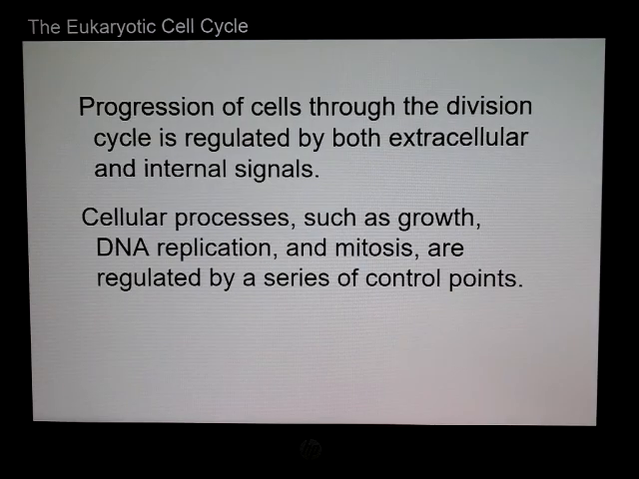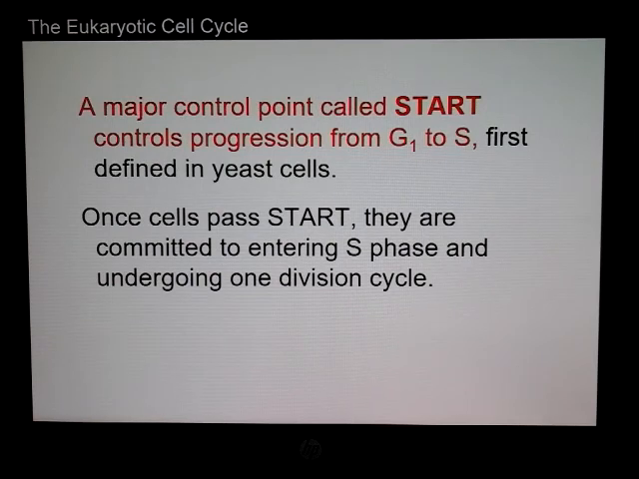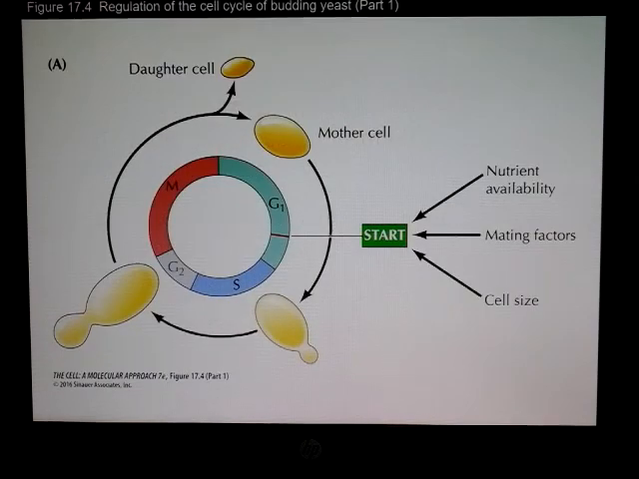Now, progression of cells through the division cycle is regulated by a lot of different signals. I know we just got done talking about cell signaling, but there's a lot of different signaling that takes place for different reasons in your cells. So these processes, such as growth, replication, and mitosis, are regulated by a series of control points. So please know that a major control point is called the start point, and that controls then progression from G1 to S. That was first developed and recognized in yeast cells.